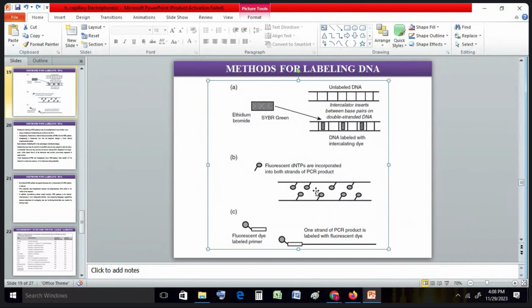The third PCR may be like 600 to 700. So in between 600 and 700, you can get the third PCR result. By this, you can differentiate among the PCR results, whether it is happening or not.